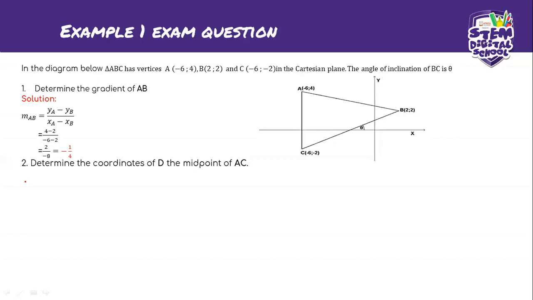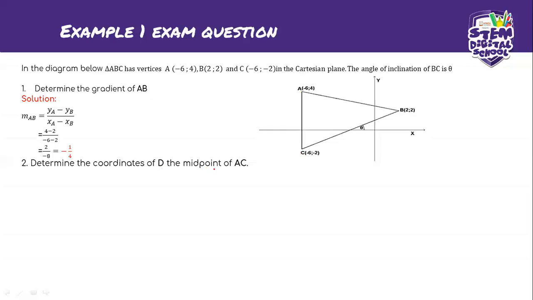Number 2 says, determine the coordinates of the midpoint of AC. Where is AC? This is AC, meaning we have point D there as a midpoint. So we have to calculate the coordinates of that.